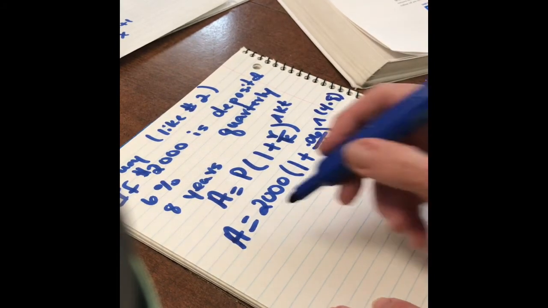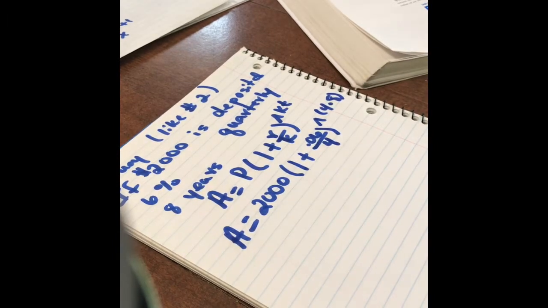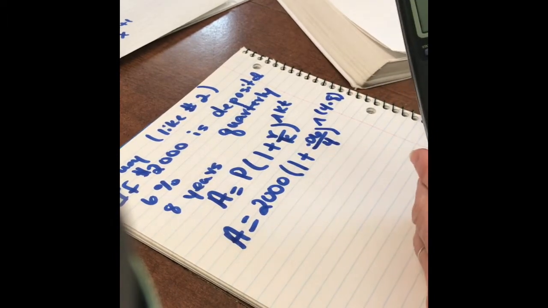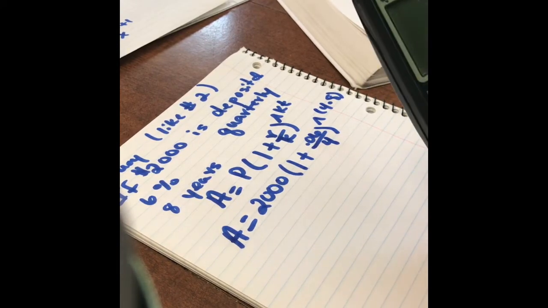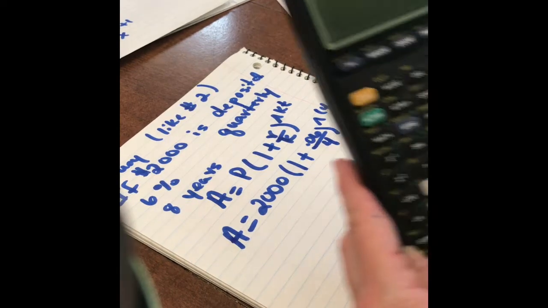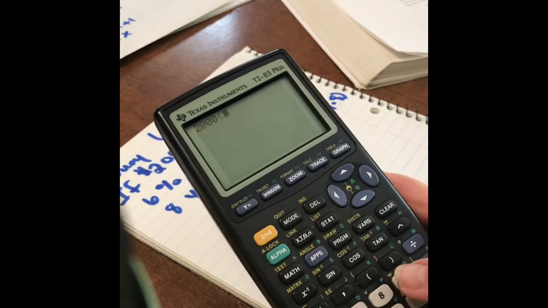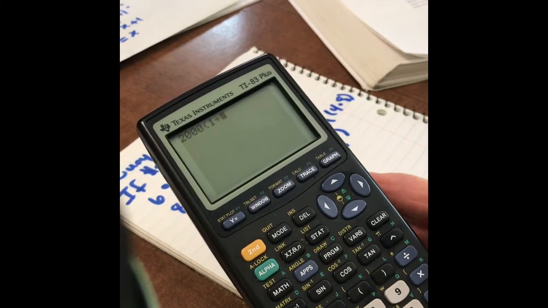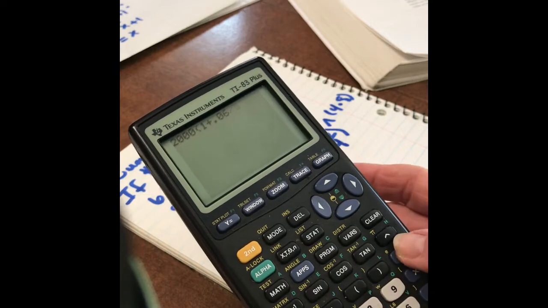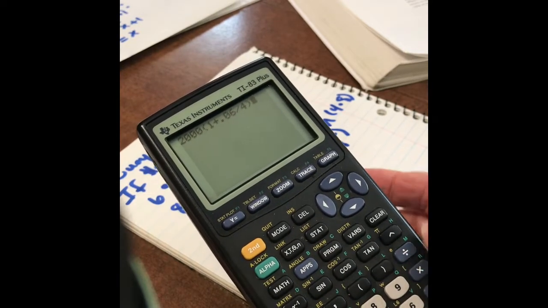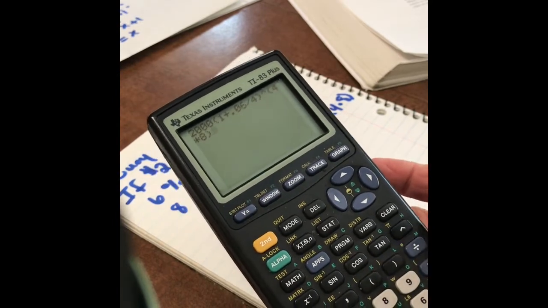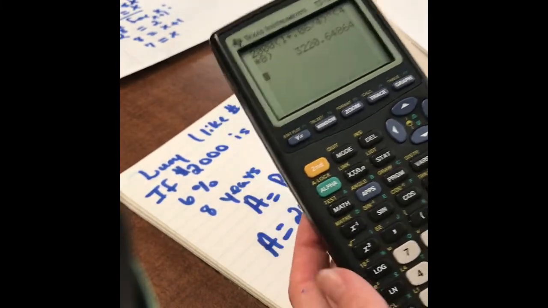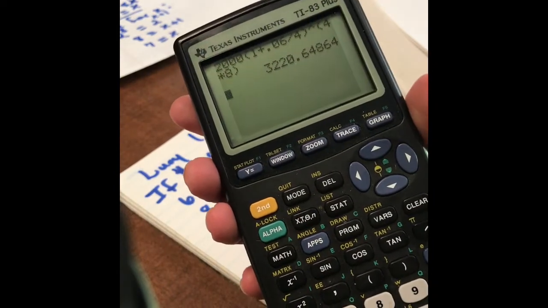You can just use your calculator to put this in, and enter it just the way I have it written down. So 2,000 times, parentheses, 1 plus 0.06 divided by 4, parentheses, hat, parentheses, 4 times 8, parentheses. Or you could say hat 32. Everybody knows 4 times 8 is 32. And then enter. And this is money. So I think you can see that.